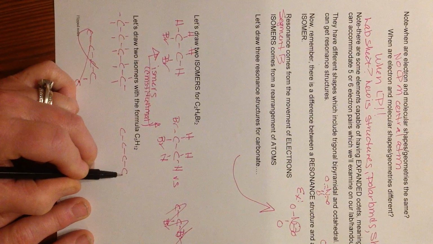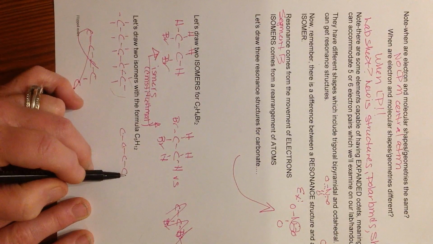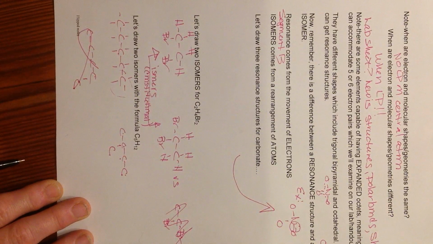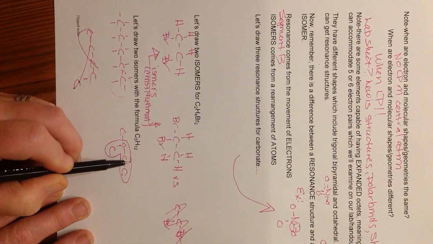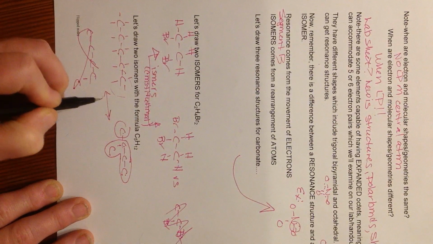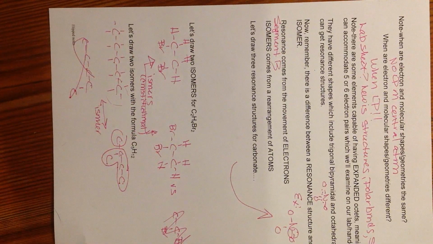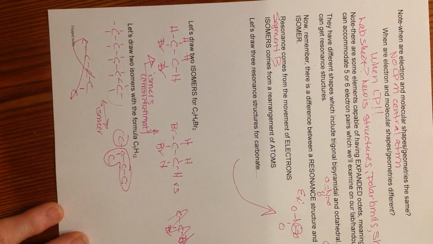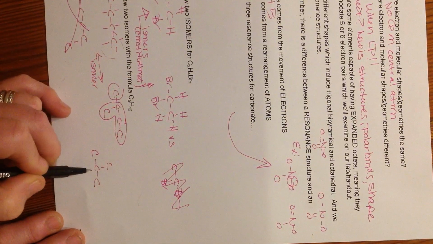I can try again and put my 5th carbon second from the end. It doesn't make any difference. And now I have 4 carbons in the longest continuous carbon chain instead of 5, and I have 1 that is a branch. So this is an example of a constitutional isomer of this, or I could say these 2 are constitutional isomers.